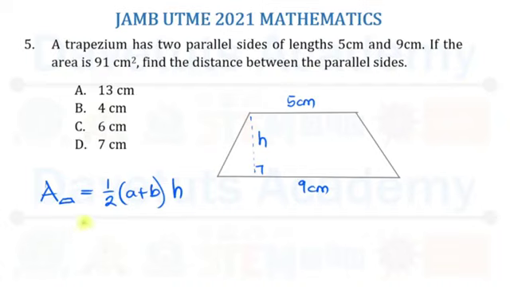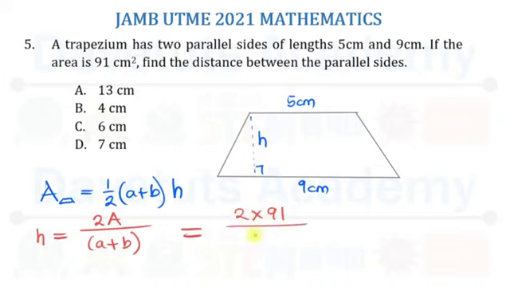As a rule of thumb, students, you don't need to plug in values and try using your calculator. You can make it a rule of thumb to just say that you put in the unknown as the subject of the formula. In this case, if you cross multiply, these two will go to meet the area, and so you have 2 multiplied by the area and then over the sum of the parallel sides. So now your work is quite simple. You can now input the values. What's the area that we're given? 91 centimeters square.